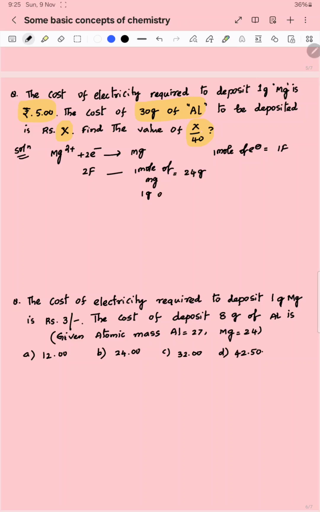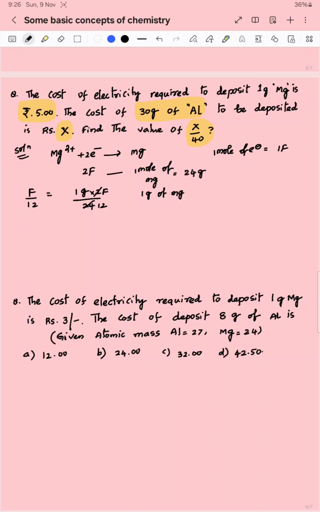So 1 gram of Mg is equal to, student, unitary method: 1 gram into 2 Faraday divided by 24. 2 1s are 2, 2 12s are 24. So that means F by 12, right? So F by 12 is required for what, student? The cost of electricity required to deposit 1 mg.